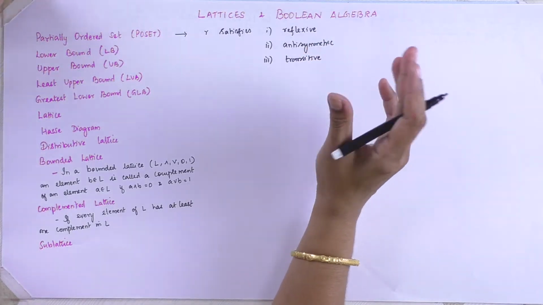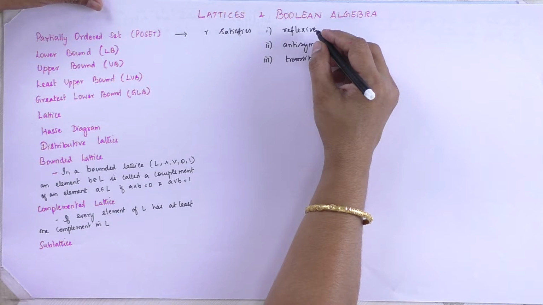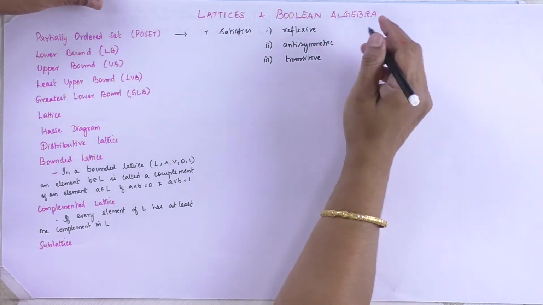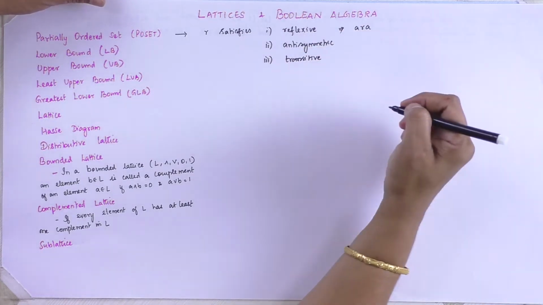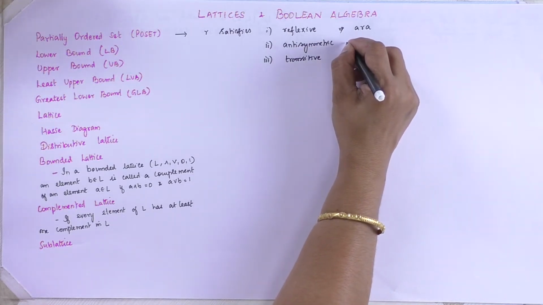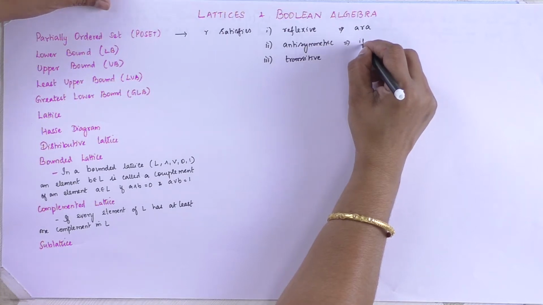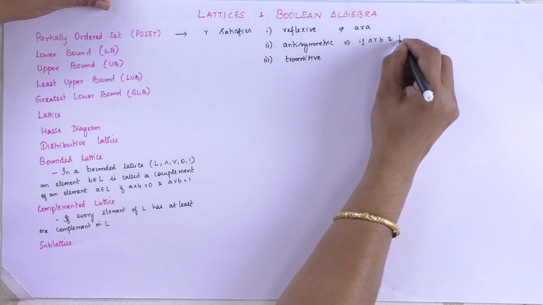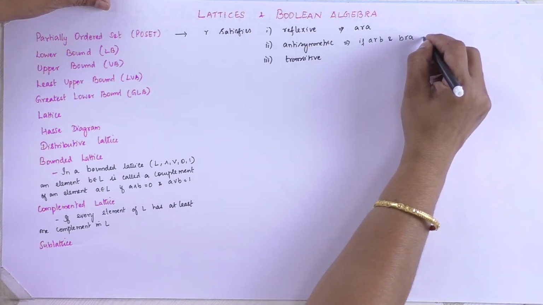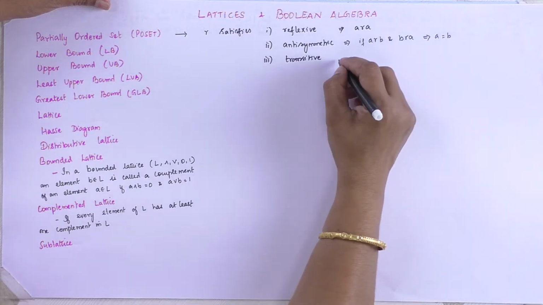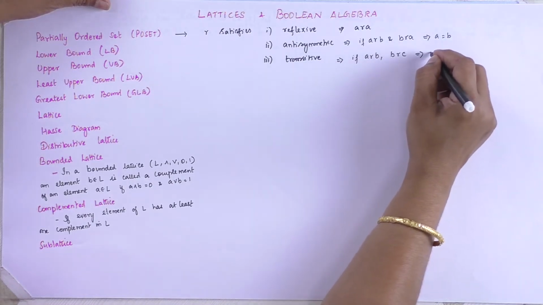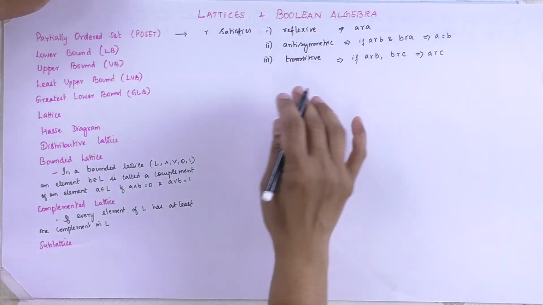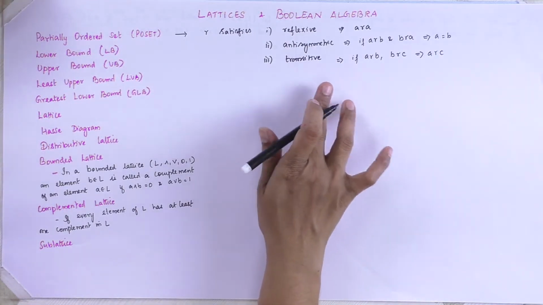Now a quick review of these things. Suppose A is any element; if each and every element is related to itself, then it is said to be reflexive. The antisymmetric property says that if A is related to B and B is related to A, then A is equal to B. Transitivity is: if A is related to B and B is related to C, then A is related to C. Whenever a binary relation satisfies these properties, it is said to be a partially ordered set.